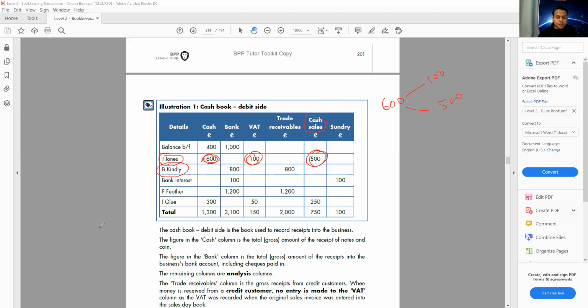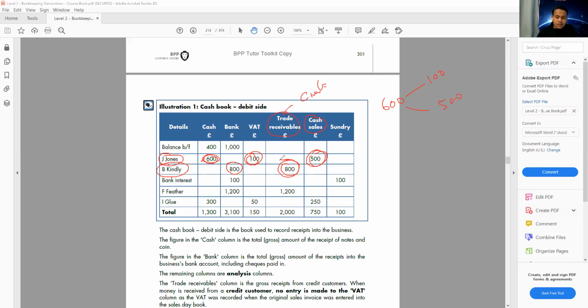The next one we have Be Kindly. Be Kindly paid me £800 on the bank, and here's my trade receivables. Trade receivables means the credit customer, isn't it? Trade receivables means sales ledger control, a credit customer balance. So this person was my credit customer, and this is the reason all the money I'll keep for myself. I am not going to split the VAT.